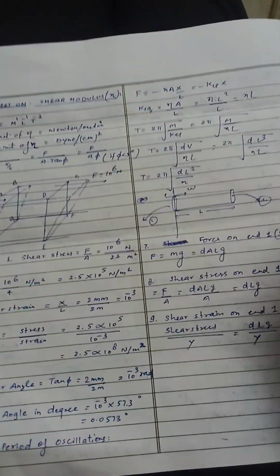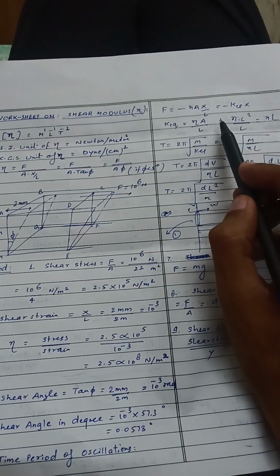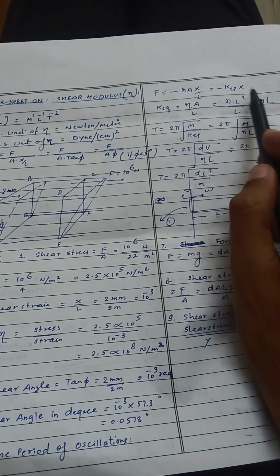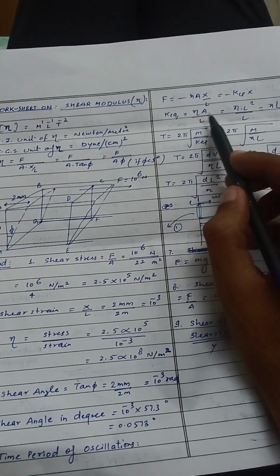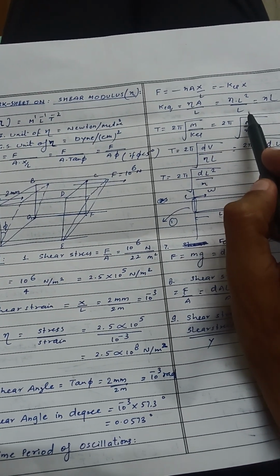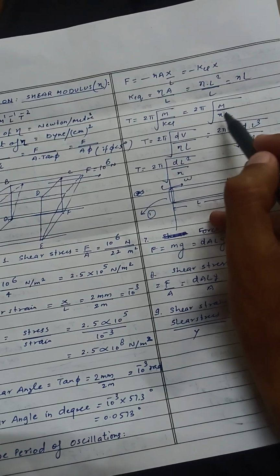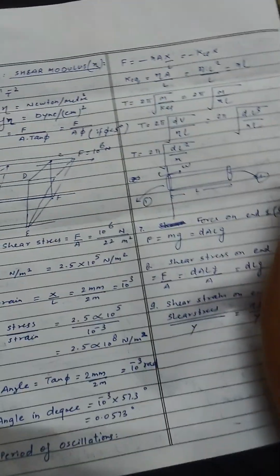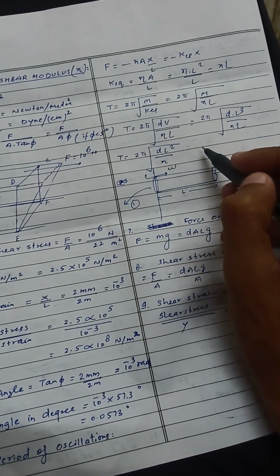Next is time period of oscillation. So we know that F is equal to minus eta A x by L. So it is minus k equivalent into x. On comparing this equation with that of a spring, we can say that k equivalent is eta A by L. Area is L square, so L square by L gives eta into L. So the time period is 2 pi root m by k equivalent, which is 2 pi root m by eta into L. Now mass can be written in terms of density and volume as dV. So this is 2 pi root d L cube by eta L, which gives 2 pi root d L square by eta.